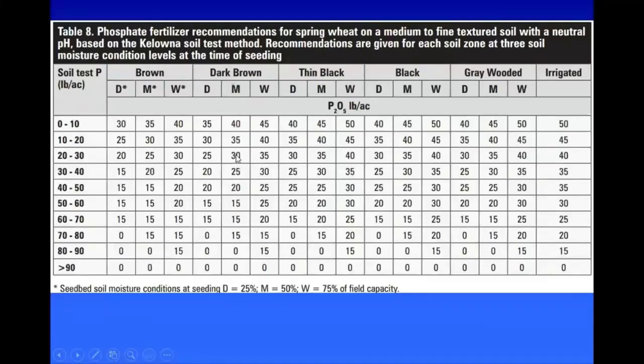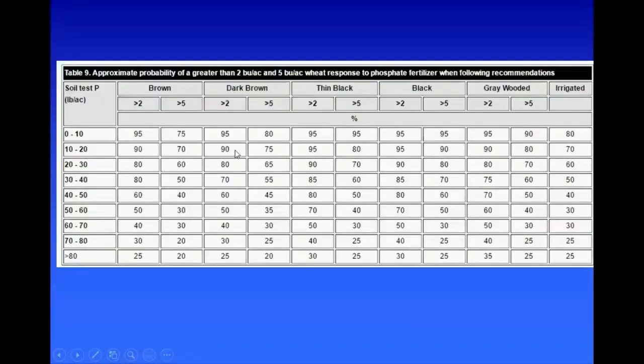Now, the other thing we have, the next chart after this, besides the recommendation, is probabilities. For example, in the dark brown soil zone, with a soil test level of 20 to 30 pounds, if you apply the fertilizer, we've got about an 80% chance of getting a 2 bushel yield increase, or a 65% chance of getting a 5 bushel increase. So we actually give you probabilities of what your likelihood would be of getting a yield increase.